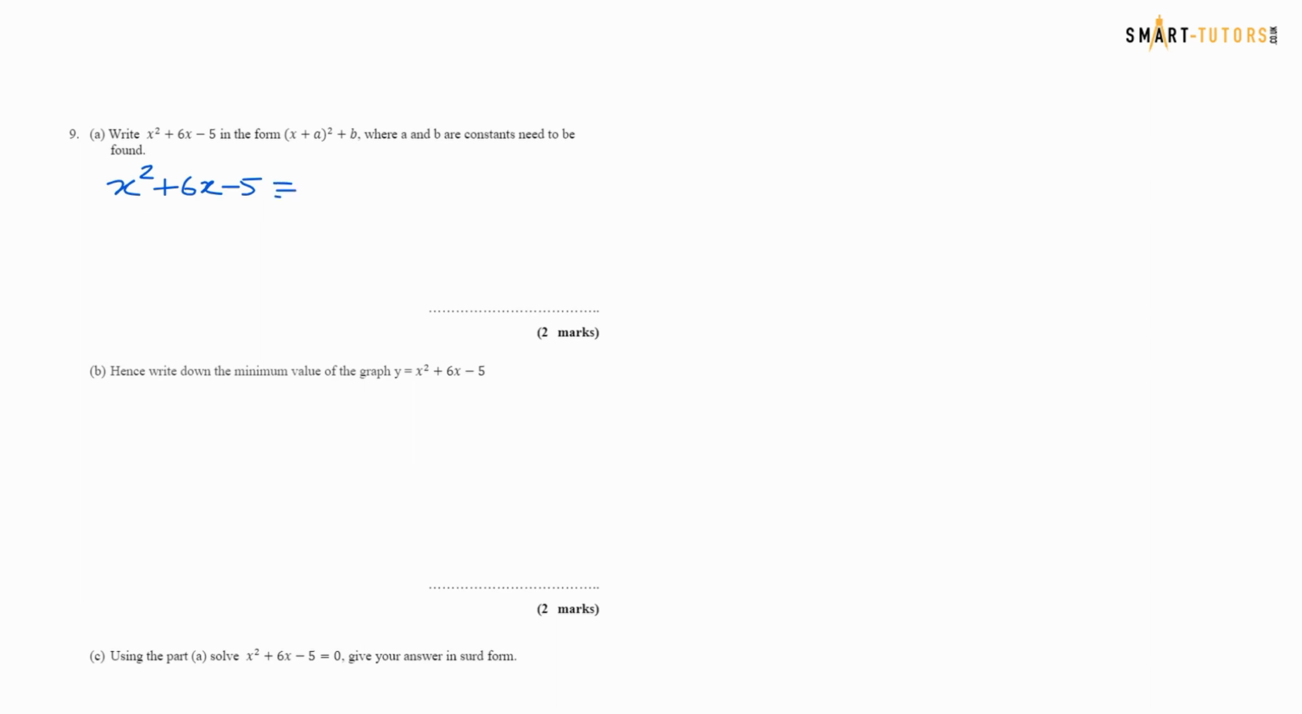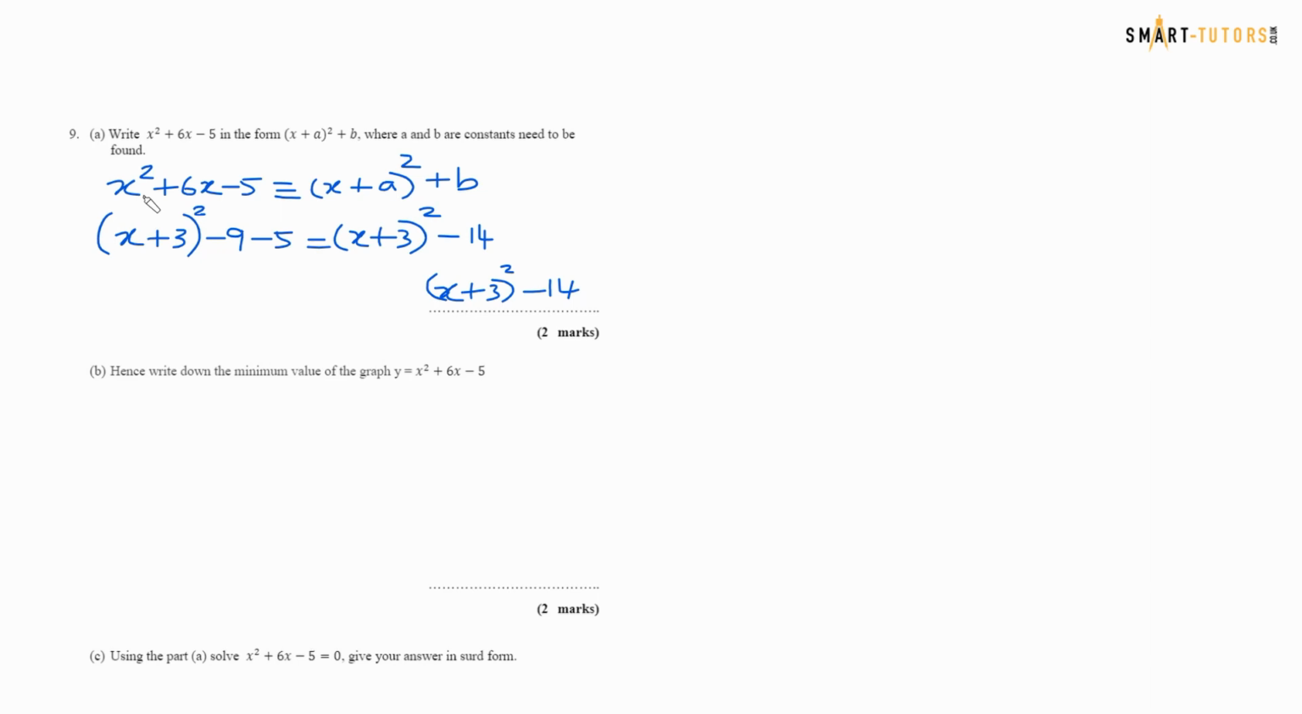So this is equivalent to (x plus a)² plus b. So how to rearrange this one? Open bracket, x squared, x means x, 6x means half of the 6 is 3, close bracket, squared. Then you need to take away, always take away, 3 squared is 9, minus 5 is in the question. That is equivalent to (x plus 3)² minus 14. So that is the answer, (x plus 3)² minus 14.